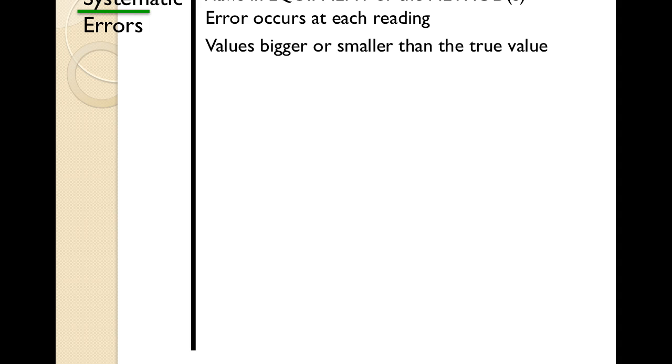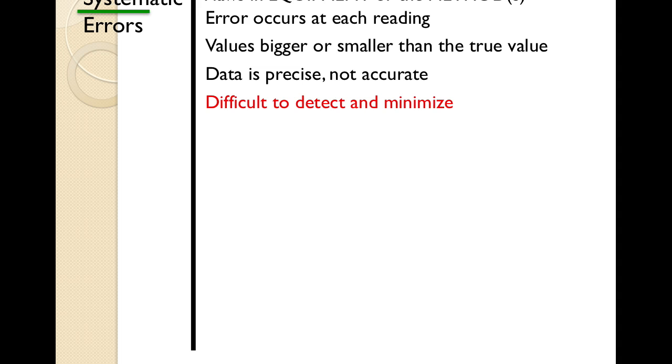For systematic errors, these are where flaws could be in the equipment or even in the person doing the experiment. So their method could be faulty. There could be an error. Error actually does occur at every reading, so it's consistent. So you might not ever know that you have an error because all of your data is coming in and it seems like it's matching everything else. The values are bigger or smaller than the true value every time. The data is precise. It is not always accurate. Now, this is difficult to detect and it's very difficult to minimize.